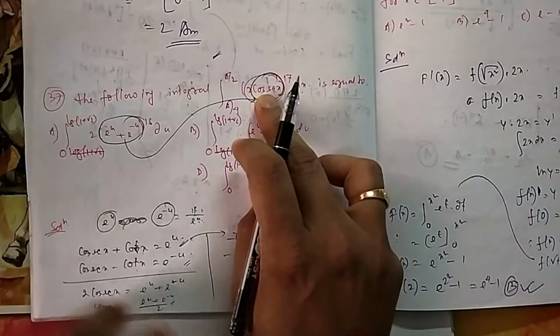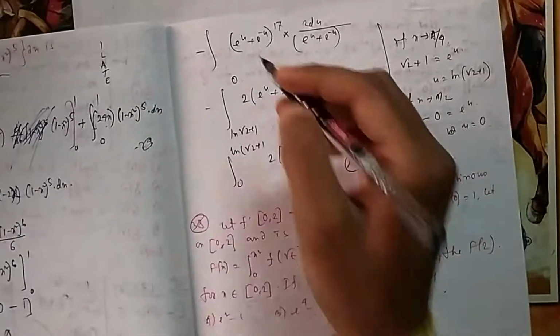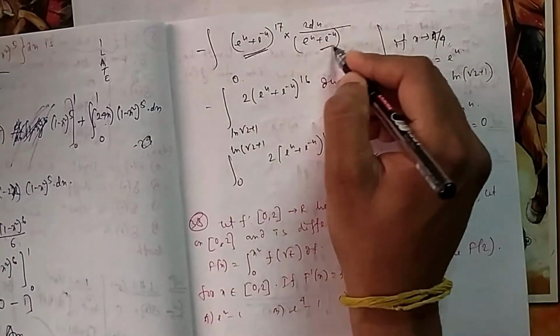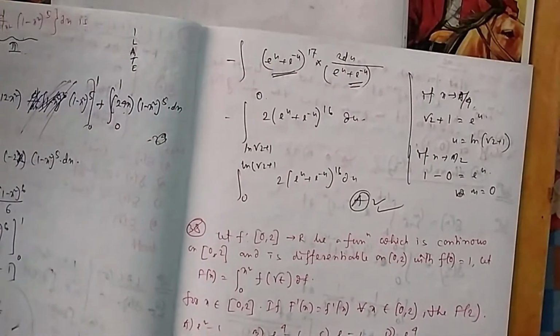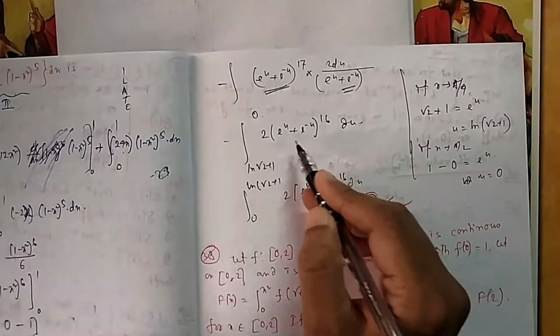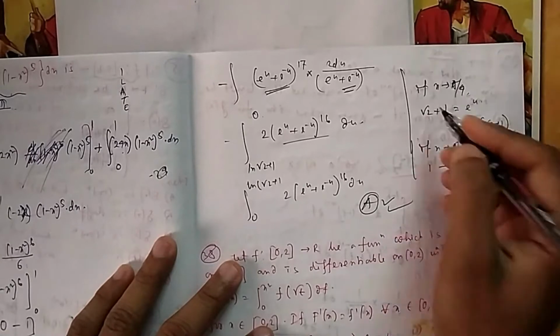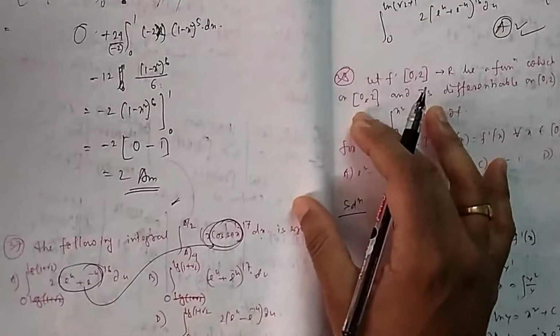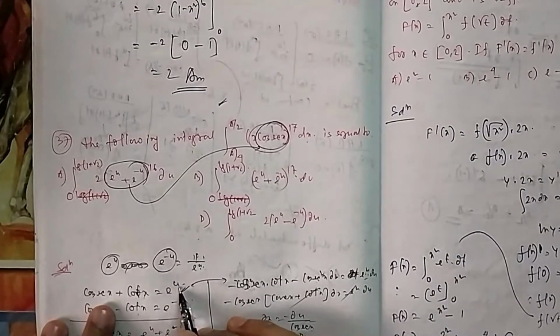So you put this value all here, replace all this. In case of cosec you write this one, in case of dx you write this one. Finally you will be left with this one. Now I think you can easily integrate this one. Similarly you change the limit also: if x tends to pi by 4, then what will be e to the power u?